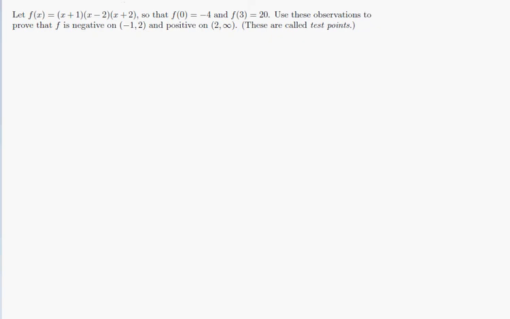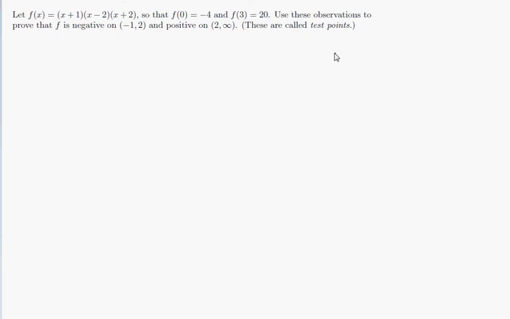Let f of x be equal to x plus 1 times x minus 2 times x plus 2. And we notice that if you plug in 0, you get 1 times negative 2 times positive 2, that's negative 4. If you plug in 3, you get 4 times 1 times 5, and that's equal to 20. Use these observations to prove that f is negative from negative 1 to 2 and positive from 2 to infinity.